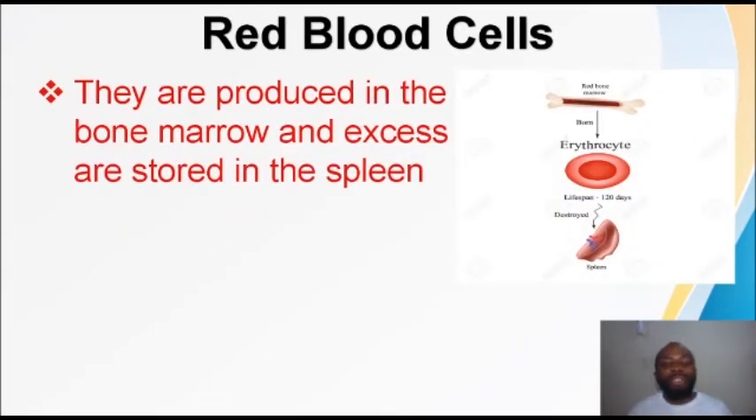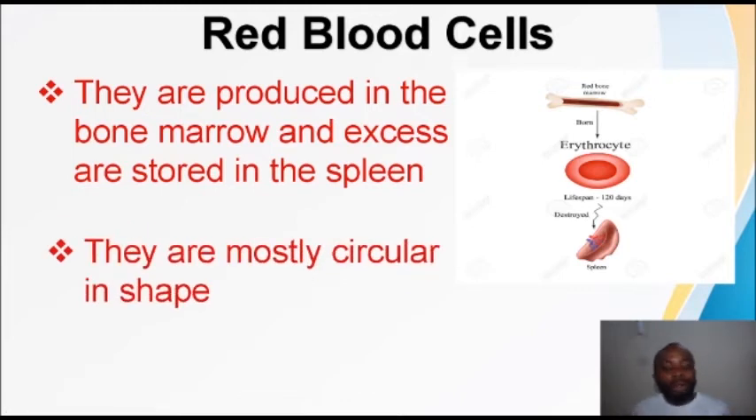Now, they are produced in the bone marrow. Remember when we were discussing the skeleton, I told you that one of the functions of the bone and skeleton is that they produce blood. The blood they produce is the red blood cells, and all the blood cells. That is where they are produced. The red blood cell is produced in the bone marrow, and the excess is stored in a small organ in our body that we call the spleen. That is where they store the excess. Look at it. This is the spleen. This is the bone marrow. They are born here, and they are destroyed here. Their lifespan is approximately 120 days.